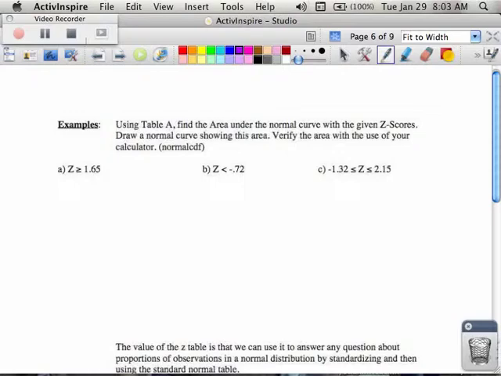Okay, so we're going to use this Table A. This will be provided for you on the exam in the event, of course, that you don't have a calculator. And even if you do have a calculator, this is what Table A is. So pull out this sheet. It's the very front side of your stapled sheet.